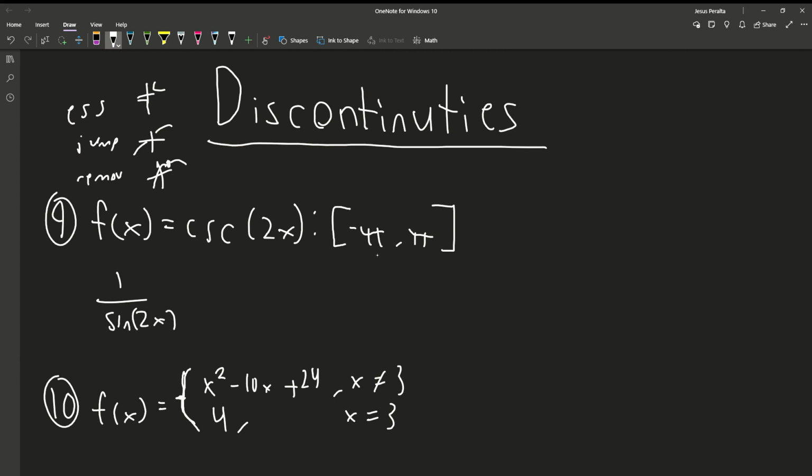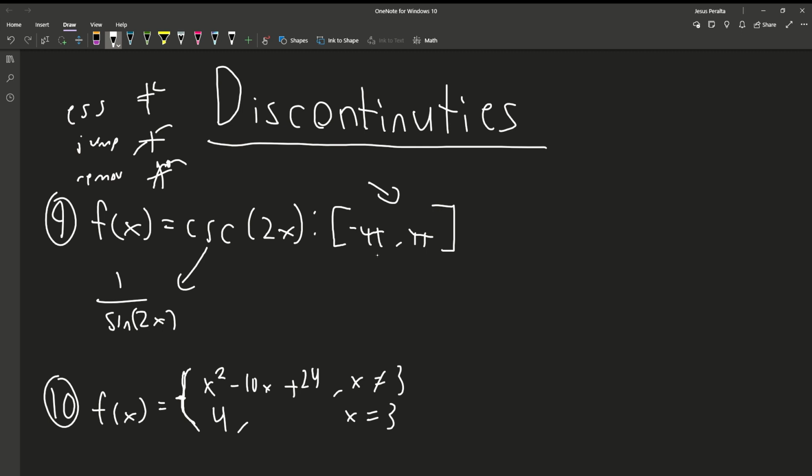This is the same thing, it's just flipped. So this is the same thing if you were to do equals 1 over sine. 1 over sine of 2x is the same thing as cosecant 2x. But we're only looking at this interval right here of negative pi to pi. We're only looking at that interval.